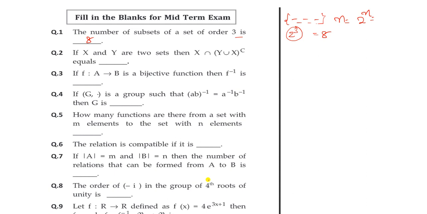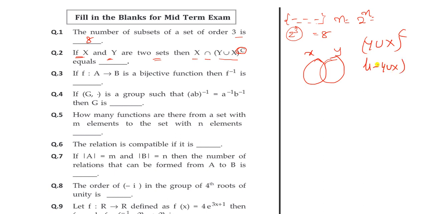And come to the second question. If x and y are 2 sets, it is a diagrammatic representation; we have to draw the diagrams. Then, x intersection (y union x complement). You know what complement means: mu minus x. So y union x complement means mu minus (y union x). So first draw the diagram for this. y union x and x union y are both the same.